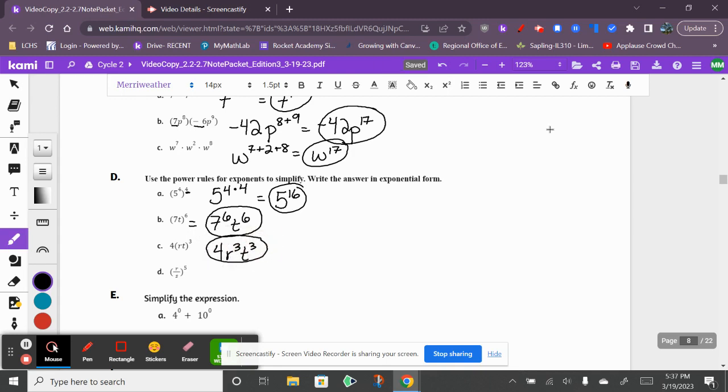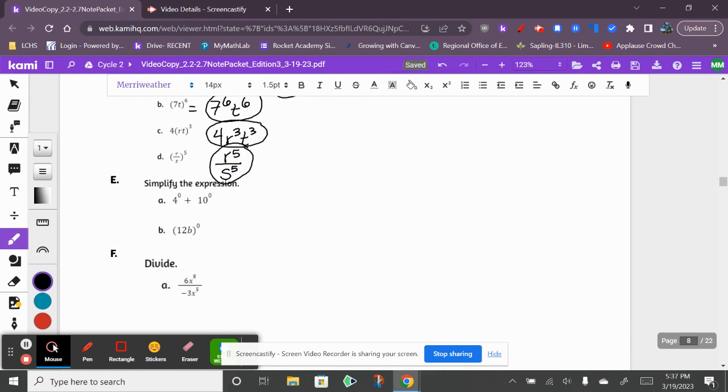For part D, both the numerator and the denominator will get the exponent of 5. So we get r to the fifth over s to the fifth. For part E, anything to the power of 0 is 1. So for this, 4 to the power of 0 is 1. 10 to the power of 0 is 1, so that's 1 plus 1, so we just get 2. This entire thing is to the power of 0, so the entire thing is just 1.